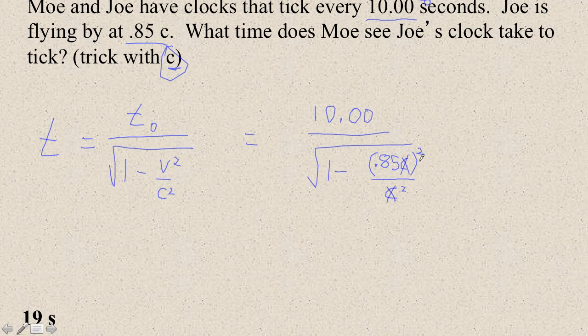and you end up just going 10 over the square root of 1 minus 0.85 squared, which is what I'm going to do here. 10 divided by the square root of 1 minus 0.85 squared. And I get 18.98.